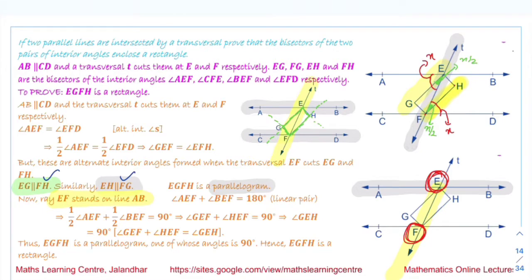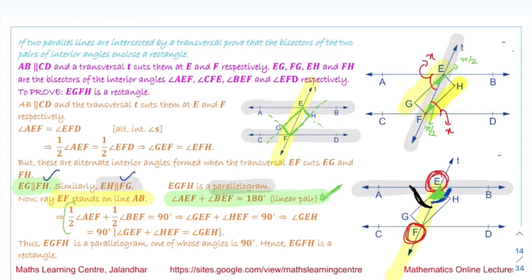So what we have is angle AEF and angle BEF. This is the angle BEF. The sum of both these angles will be 180 degrees. We are saying AEF plus BEF is equal to 180 degrees. Now we know that these are the bisectors of these angles, these smaller portions. So suppose I am writing this equation over here.